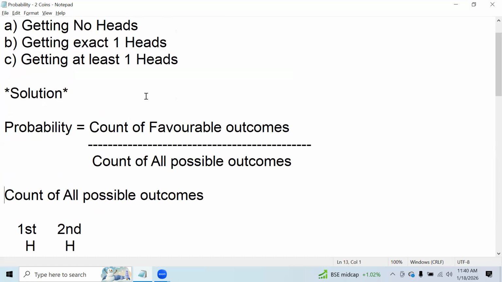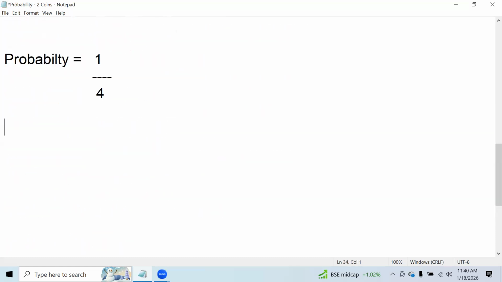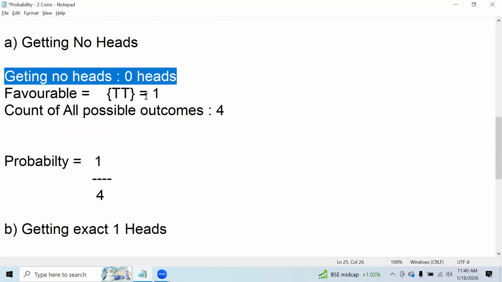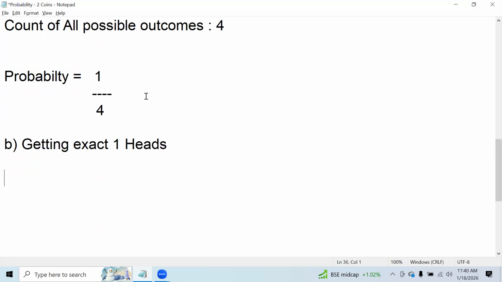Getting exactly one head. So the earlier problem was getting no heads, that means 0 heads we were talking about. Now they are talking about getting exactly one head. So if you go to a shop and a particular thing is 15 rupees and the shopkeeper asks you, give me exactly 15 rupees, I don't have any change. So what you need to do? You need to give exactly 15 rupees to him. You cannot give a 20 rupees note and say give me 5 rupees back.